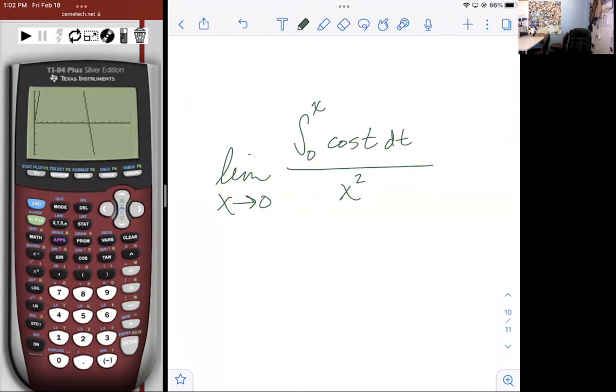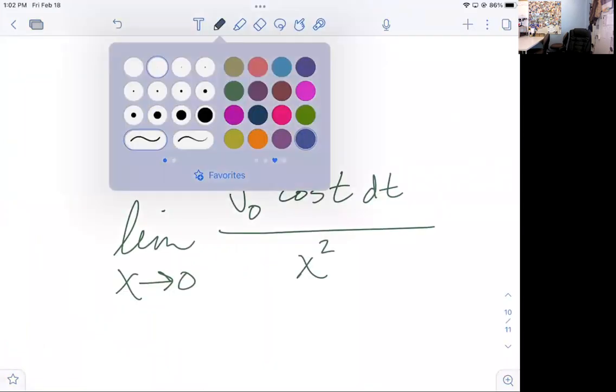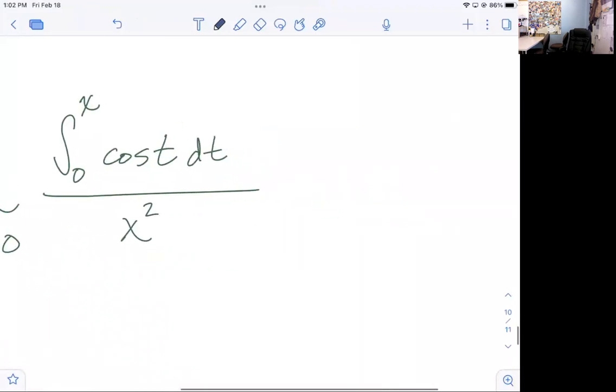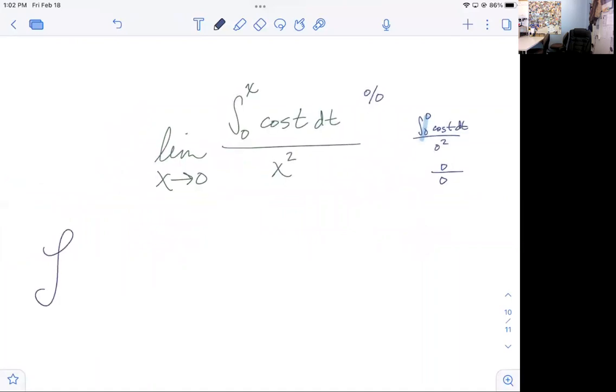All right, I don't need the calculator for this. I'm evaluating a limit. Yay, I love limits. Off to the side, I get the integral from 0 to 0 of cosine of t dt all over 0 squared. Let's evaluate that. What's the integral from 0 to 0? 0, because I don't go anywhere. And what's 0 squared? 0. So this is an indeterminate form. Guess what we can use when it's an indeterminate form of quotient style? L'Hopital's rule. Let's lop it.